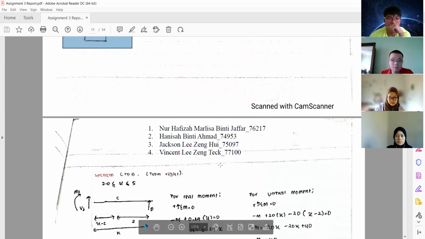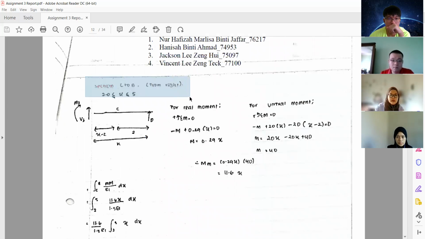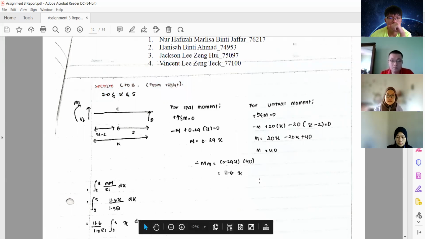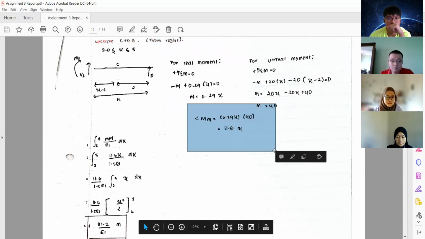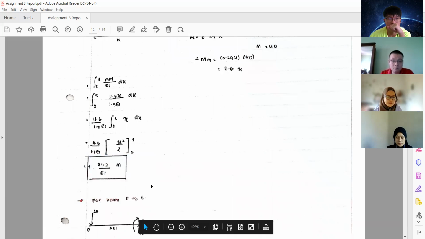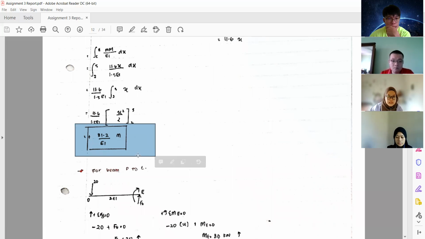And the last section, which is from C to B, between 2 and 5 meter, I determined the real moment and also the virtual moment, and I get 11.6x. Then using the equation, I get 81.2 over EI.